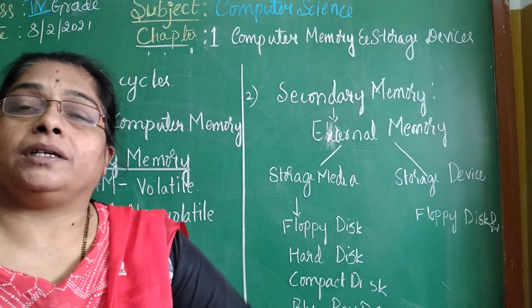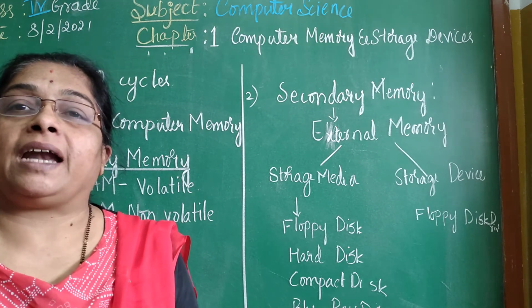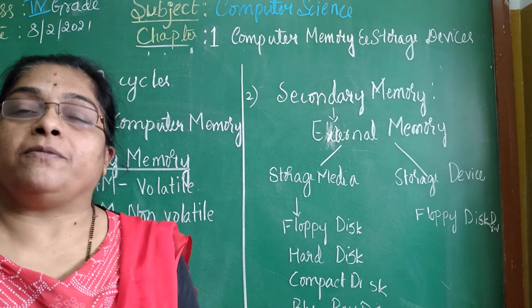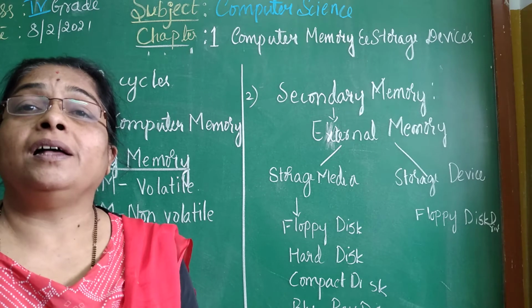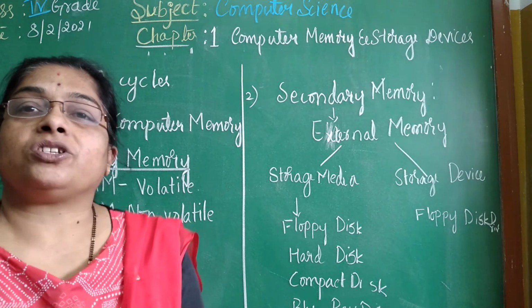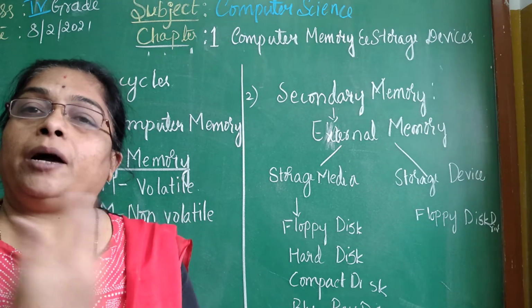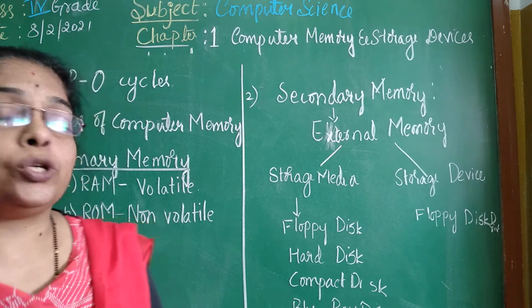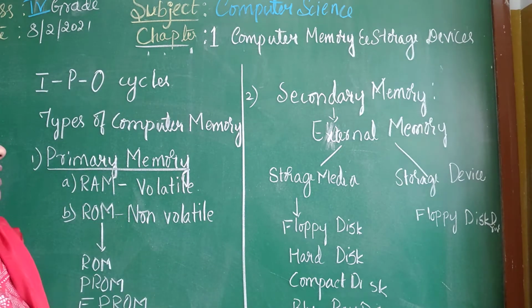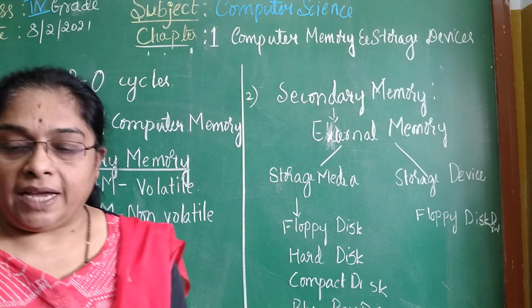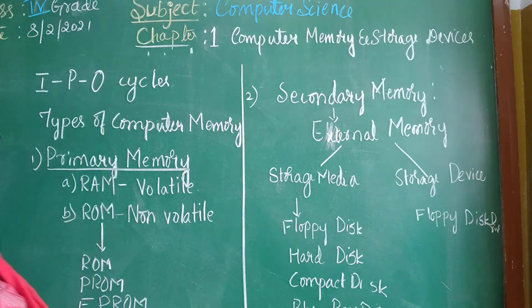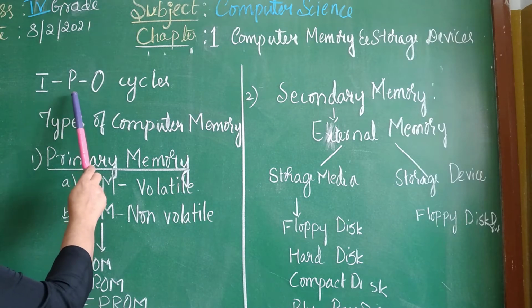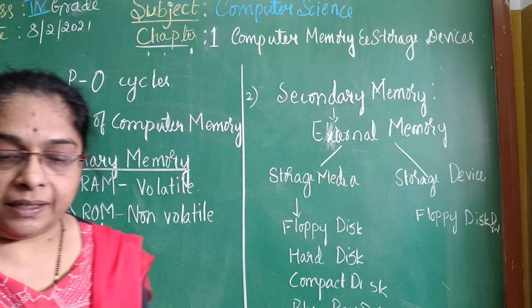What is a computer? As we learned in the lower class, a computer is an electronic machine which works on instructions. Whatever instructions we give, accordingly the computer works. Right children? So now let us first learn what this IPO cycle is. Yes, we all learned it: the input, processing and output cycle.